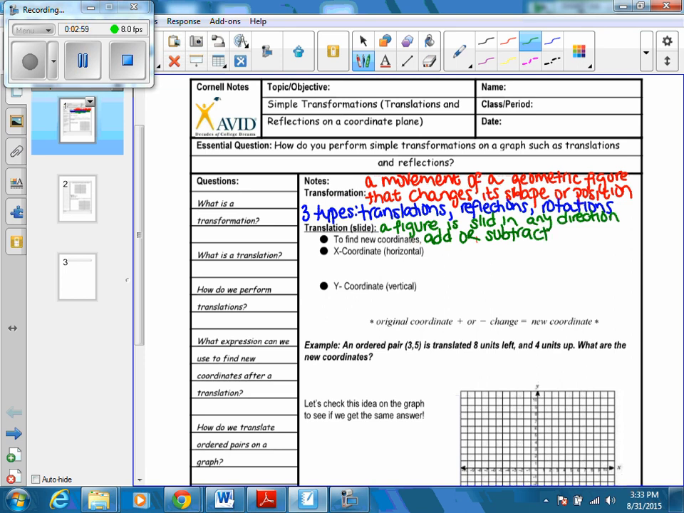Okay, the x coordinate, which is horizontal. Of course, remember we talked about that x-axis. So in order to move right, we have to add. To move left for our x coordinate, we have to subtract.